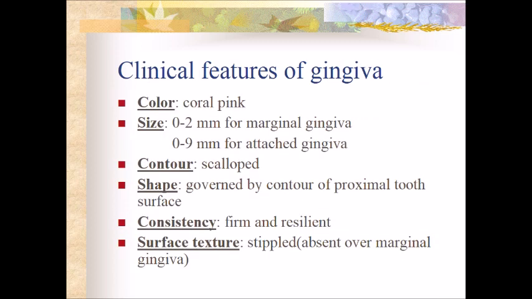Clinical feature of gingiva. In healthy condition, the color of gingiva is coral pink, size 0 to 2 mm for marginal gingiva, 0 to 9 mm for attached gingiva, but it varies in different sites. Contour is scalloped, shape governed by the contour of the proximal tooth surface, consistency firm and resilient, texture is stippled, absent over the marginal gingiva.